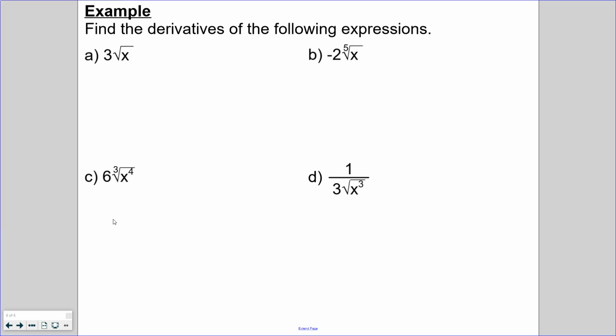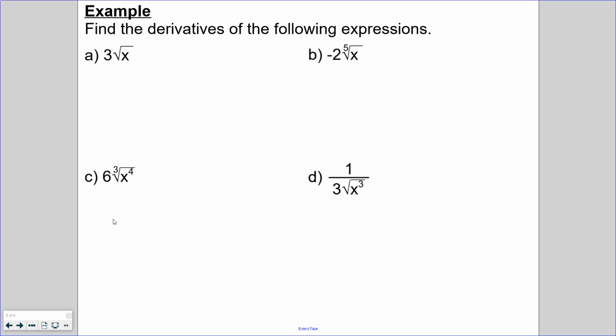All right, so now we need to find the derivative of the following expressions, but as you can see, these expressions all have radicals. So step 1, convert the radical so that it is a rational exponent. All right, so before we actually take the derivative, we're going to rewrite these.